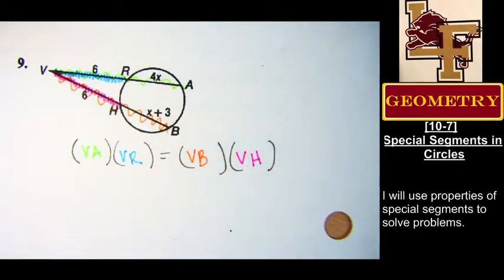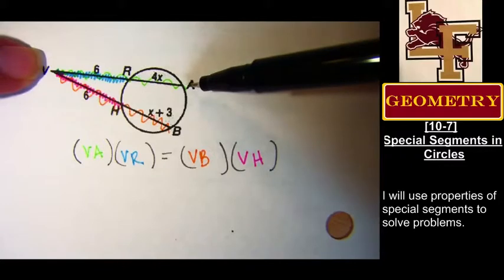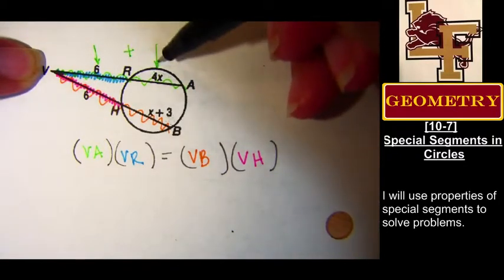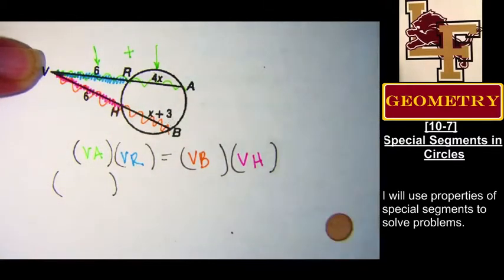Okay. This is the hard part. Identifying which pieces we're using. Any questions on this one? Make sure you feel comfortable about where I got which piece. All right, I'm going to go ahead and start substituting. Now, VA, the entire length of this, is going to be this piece plus this piece. Okay, so I have to add those two things together.